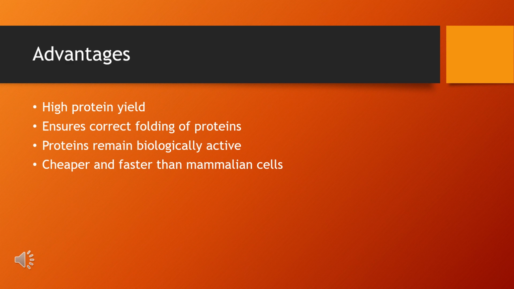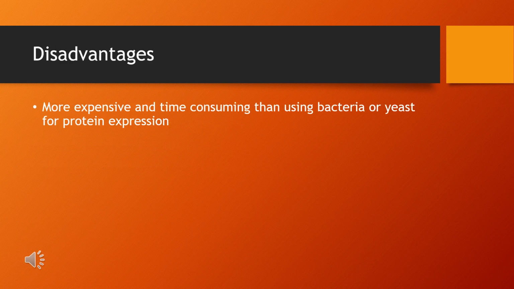The advantages of using a baculovirus expression system versus bacteria or yeast or mammalian cells is that it produces a high protein yield. It ensures correct folding of proteins, and the proteins remain biologically active, and it is cheaper and faster than mammalian cells. However, it is more expensive and time-consuming than using bacteria or yeast for protein expression.